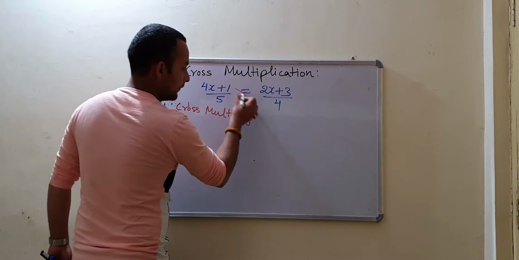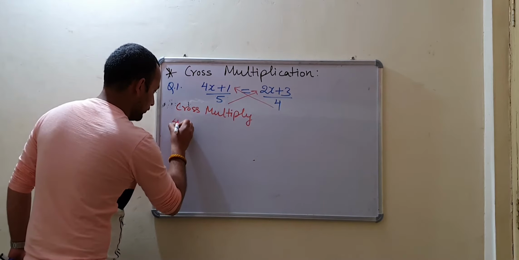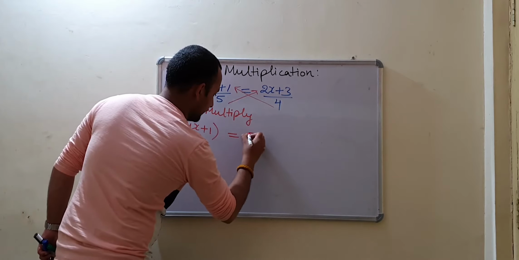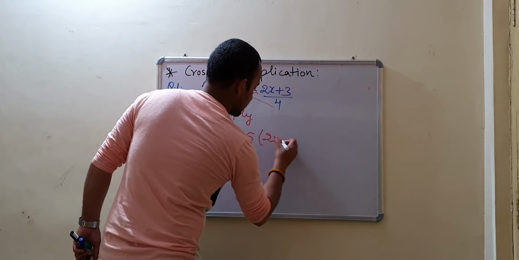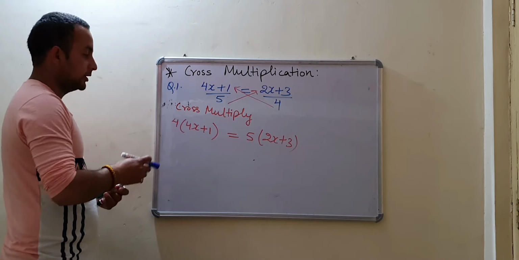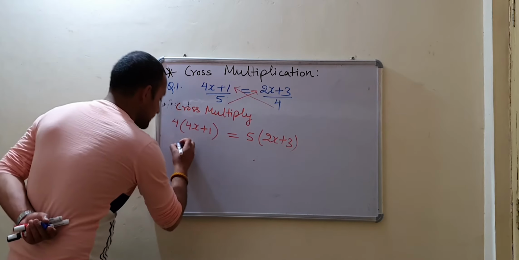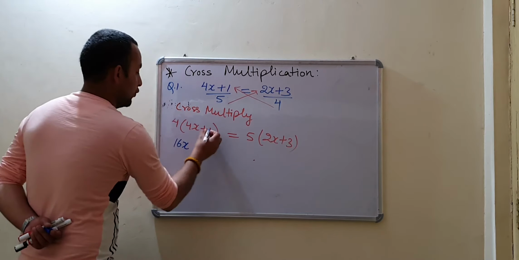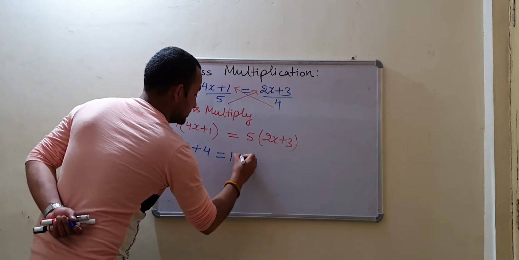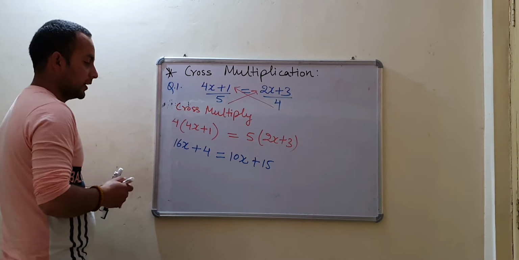Cross multiply: 4 will multiply with this and 5 will multiply with this. So 4 will multiply with (4x + 1) equals 5 will multiply with (2x + 3). Now again you are going to remove the brackets over here, apply the distribution method. So 4 times 4x is 16x, 4 ones are 4, equals 5 twos are 10x, 5 threes are 15.